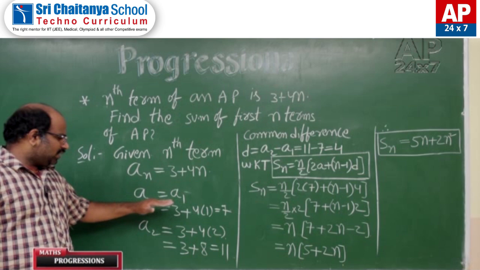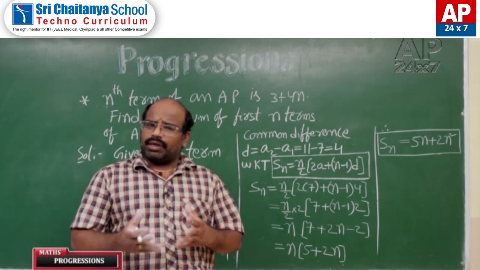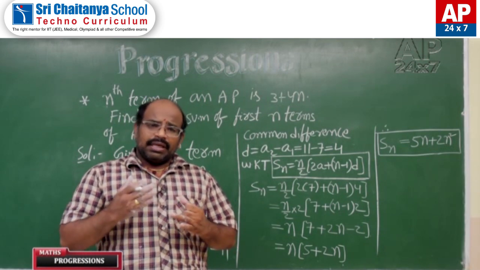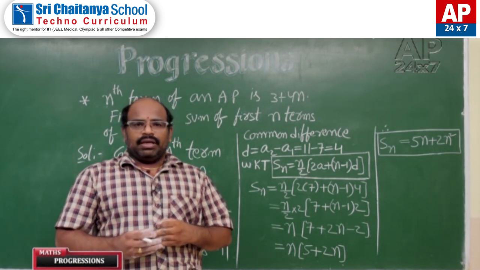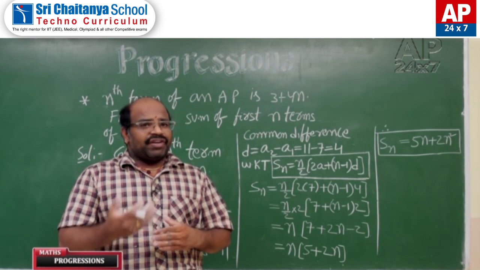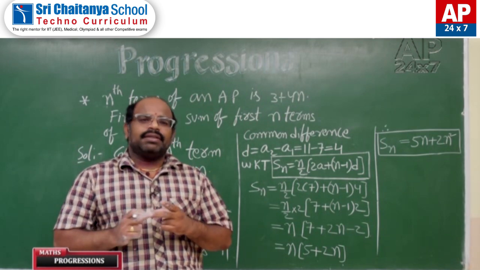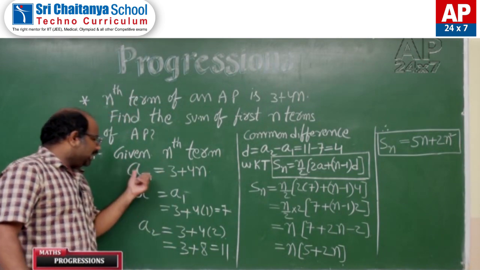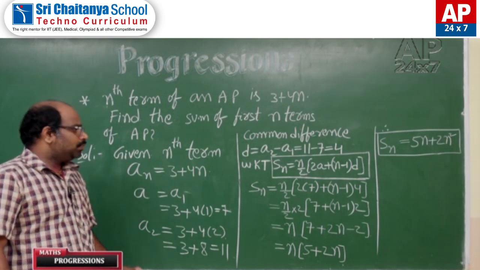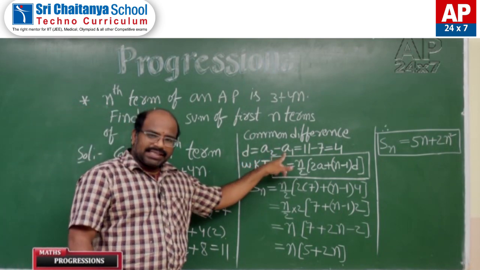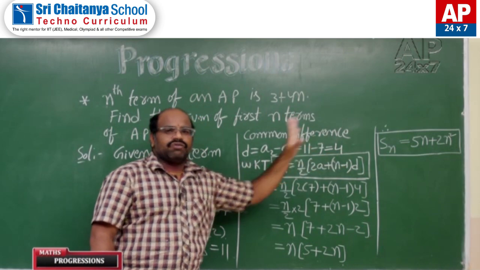Why have we calculated A1, A2? Because in order to find the sum of terms, what are required? n is required, first term A is required, as well as common difference is also required. Here we are supposed to find the sum of n terms. That means n is equal to n itself. A value we need, D value also we need. We have calculated A here. To calculate D value, I have calculated A2 also. So D is equal to A2 minus A1. A2 value is 11, A1 is 7. So 11 minus 7 is 4.